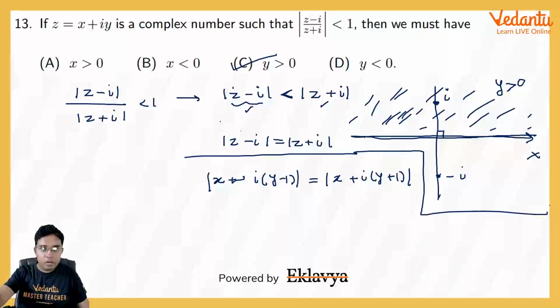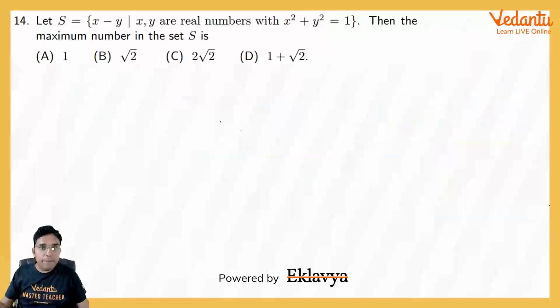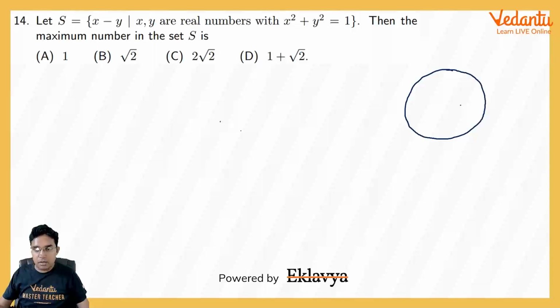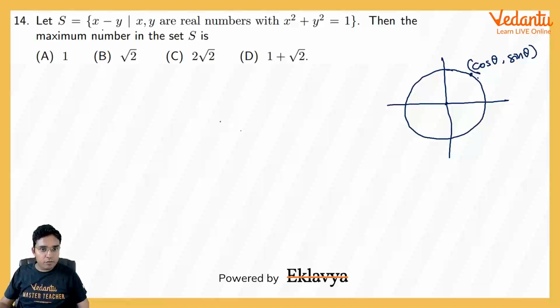Okay, now coming to next question, that is 14. S is equal to x minus y such that x, y are real numbers with x square plus y square is equal to 1. Please understand x square plus y square is equal to 1 means circle of unit radius with center at origin. I can take any point on it as cos theta comma sin theta, and we have to find the value of cos theta minus sin theta. And they are asking what is the maximum number in this set S.